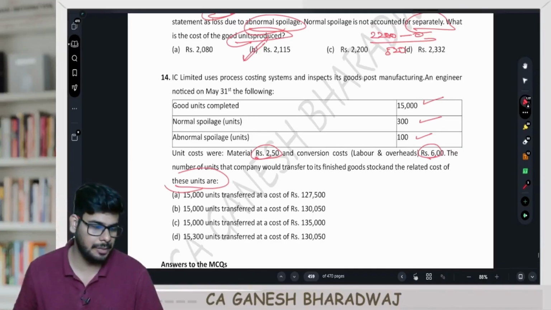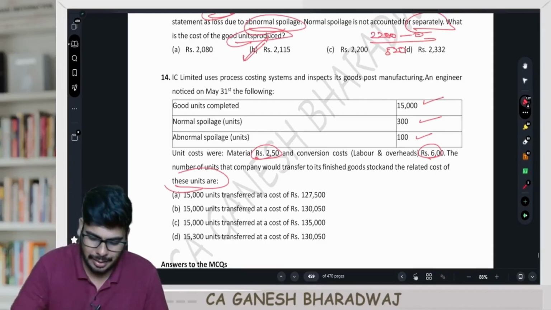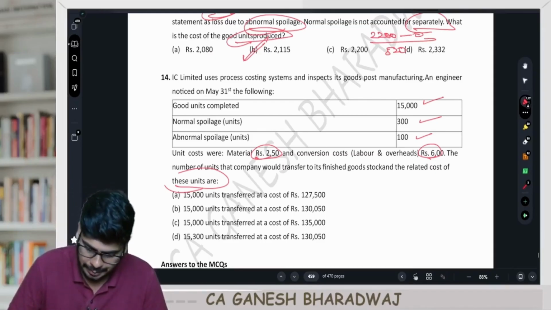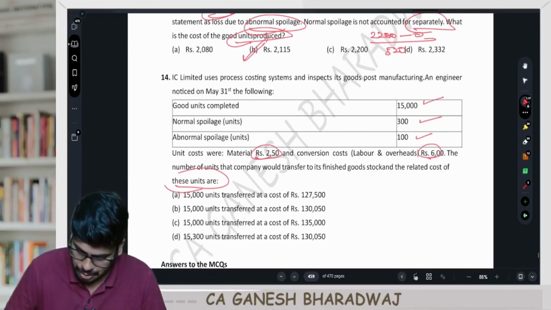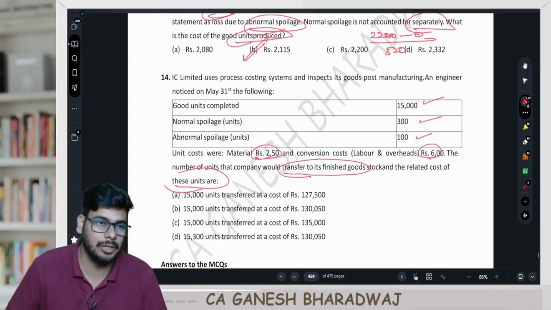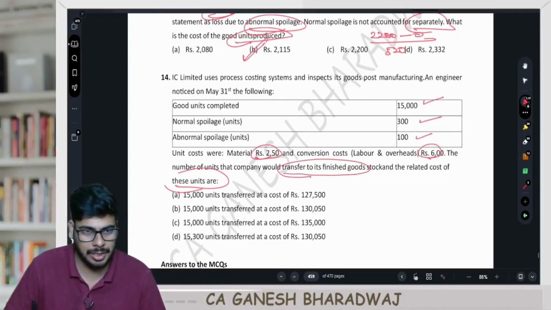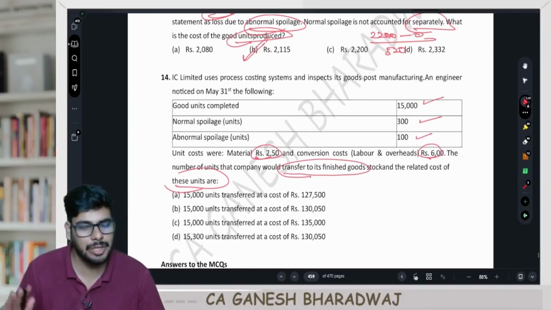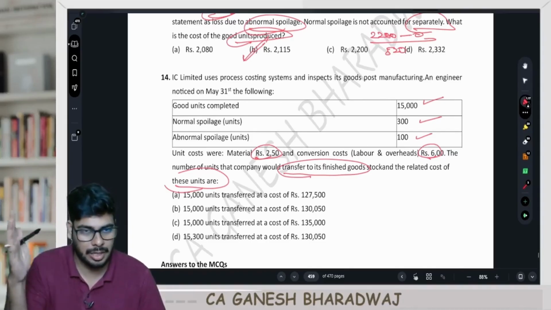Yes. So tell me, what are they asking? They are asking you to calculate the number of units completed and transferred to FG stock along with its value. Yes, so tell me, what is it? How much? A, B, C, D, which one? Or what is the value? First you tell me, how many units got transferred?